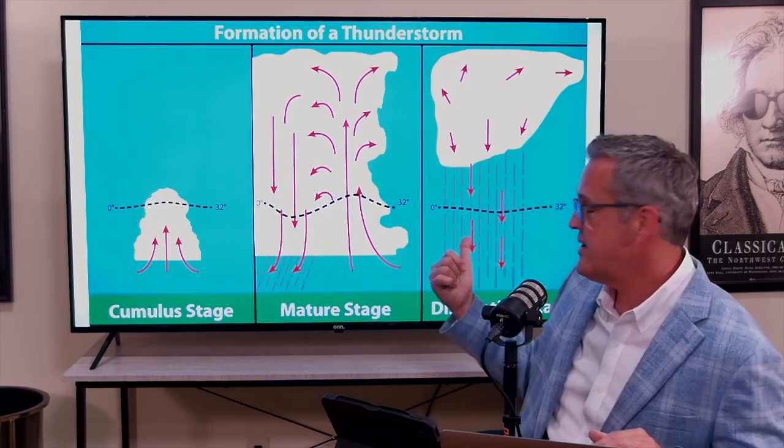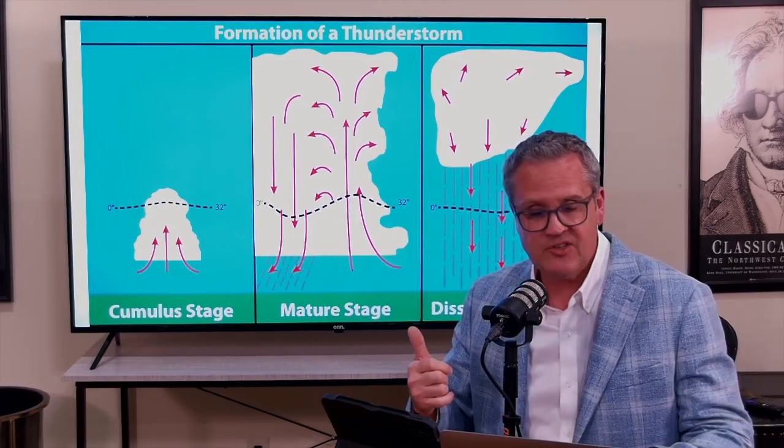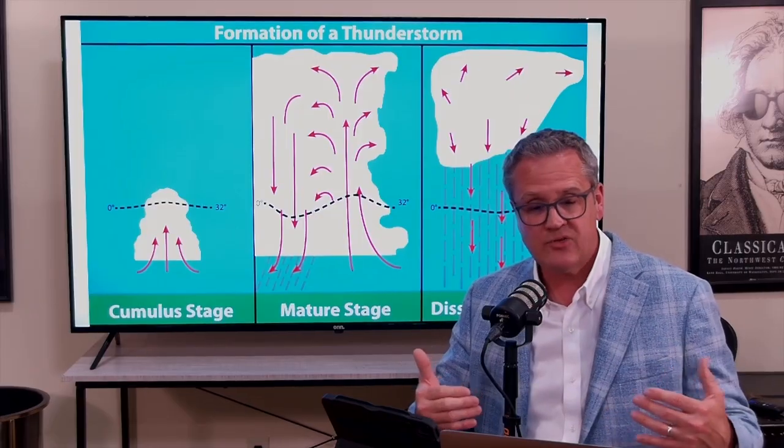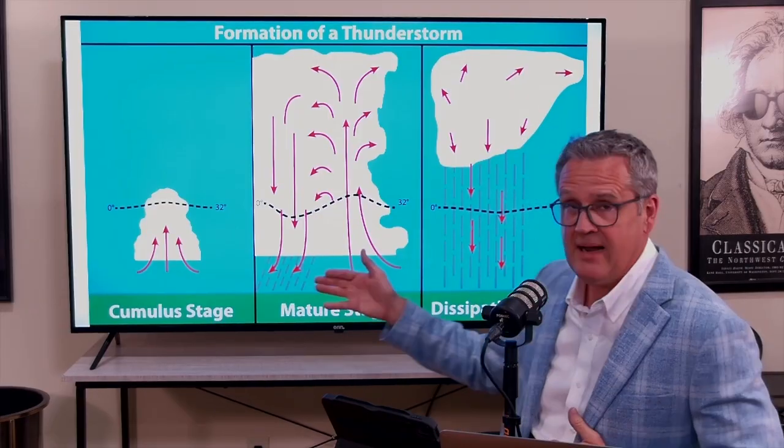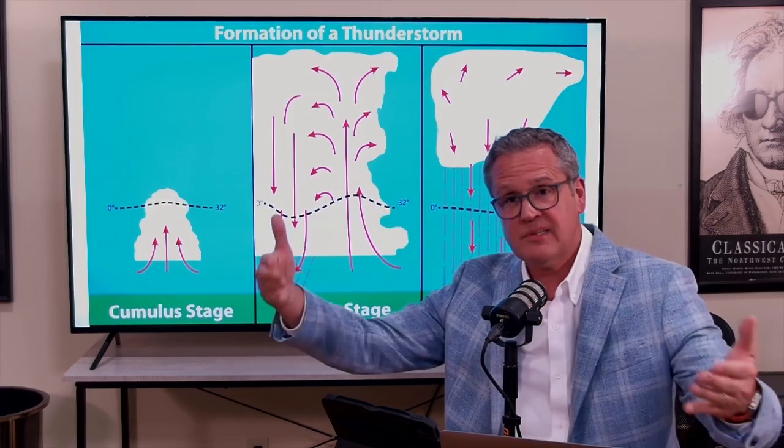And then stage three is called the dissipating stage, and this is where the downdraft actually cuts off the warm air supply, and so the downdraft becomes the dominant feature.